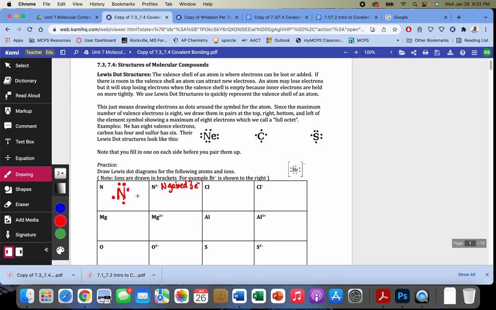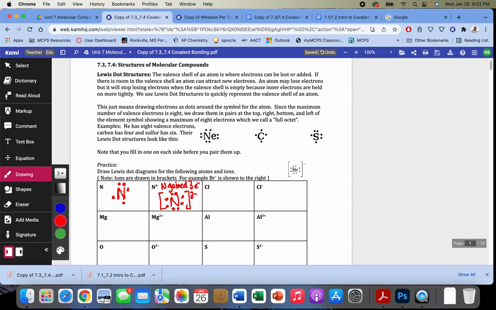Well, if you started with 5 and you gained 3, now you have nitrogen with its same 1, 2, 3, 4, 5 electrons, but it's gained 3 more. So 1, 2, 3. And now it has 8 electrons all the way around it. It has 8 total electrons. But because it's an ion, I'm going to put a bracket around it like this. And I will put a 3 minus next to it to show you that it is negatively charged.